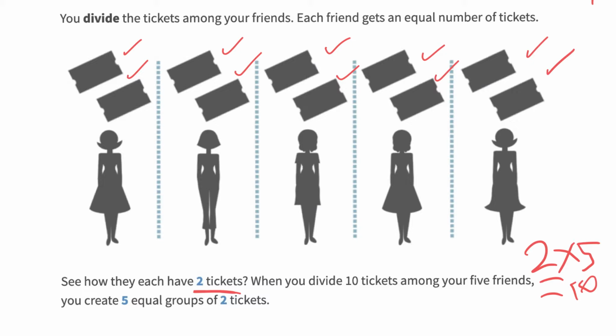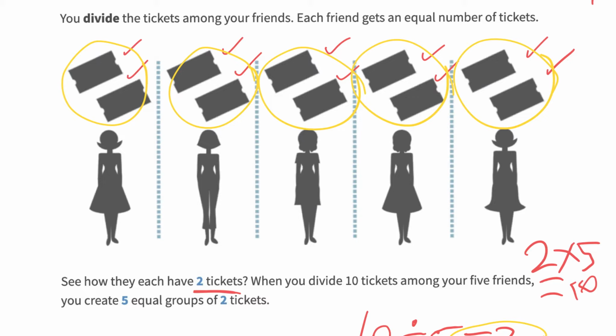So how would you show that as a division sentence? 10 divided by 5 equals 2. Excellent. Can you write that? Do you know the division symbol? Yeah. 10 divided by 5. Good. Because you divided it amongst the 5 friends. And what does this equals 2 mean? Each of the 5 friends got 2 tickets.